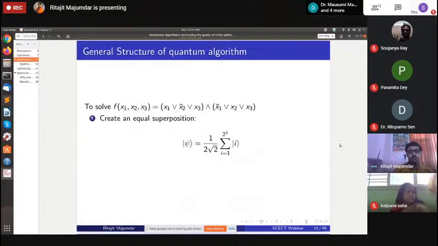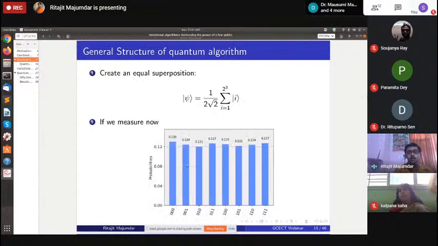So let's look into it in a bit more detail. Again, this was the problem we wanted to solve. We create an equal superposition. What do I mean by equal superposition? All the states are equally likely. So if you see, this is 1 over 2 root 2, and the square of that gives you 1 over 8. And there are 8 states. So you will obtain each state with probability 1 over 8. If you measure it right now, you can receive any of these 8 states. So it doesn't really guarantee that you will receive 0, 0, 1, which is your desired state.